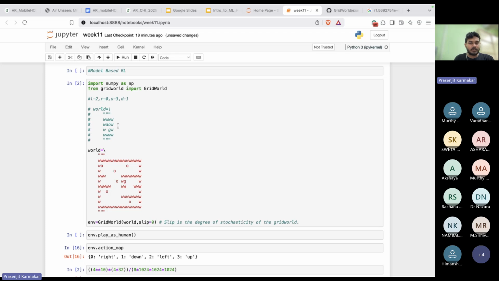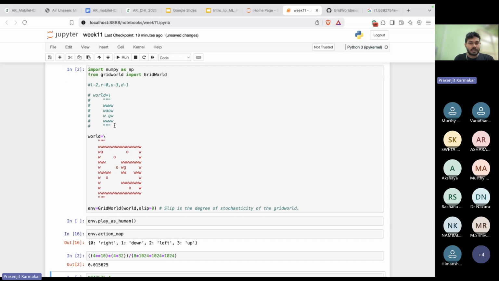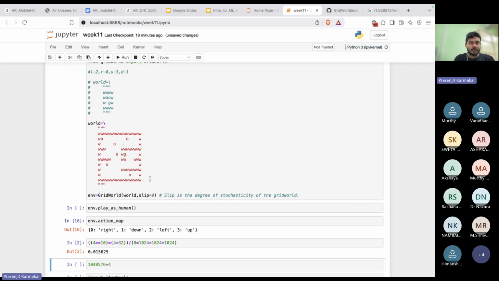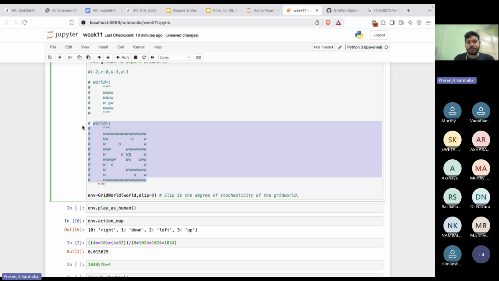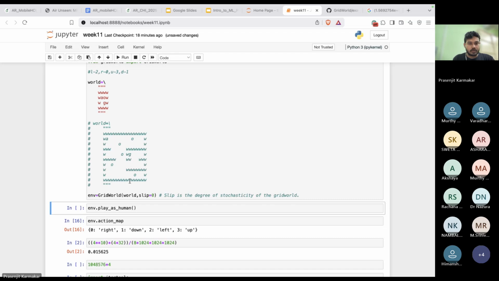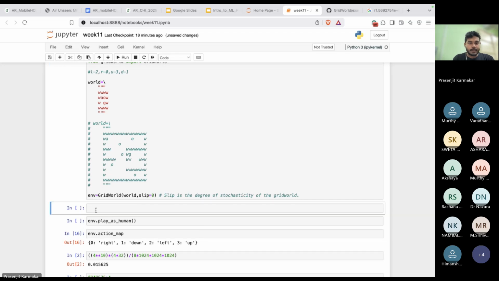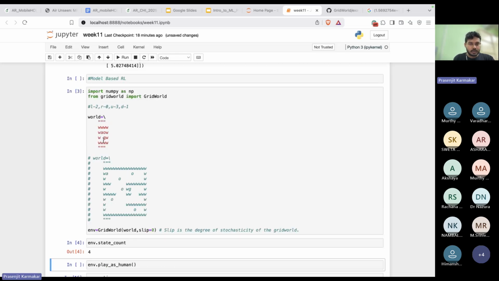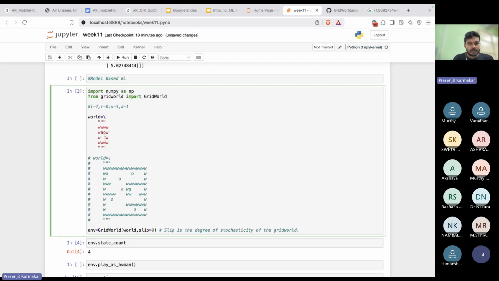For this one we had 4 states, right? Let me do it for 10 states. How is the state count defined for this? The state count was 4 for this, right? We can just increase the number of states.